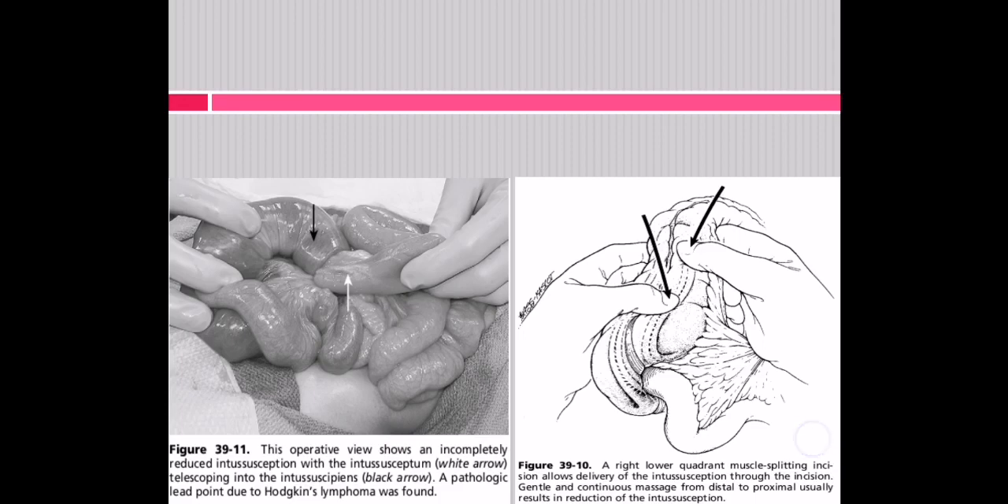After full reduction of the bowel, we have to ensure there is no secondary pathological leading point, no bowel perforation, and no bowel ischemia. We have to deal with these three, perforation, gangrenous bowel, or leading point, accordingly by tangential resection or bowel resection, end-to-end anastomosis, ileostomy, and so on.